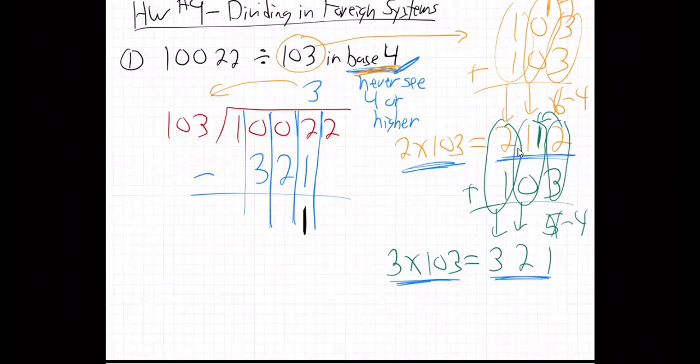And 0 minus 2, I can't take 2 from 0. So you know what I got to do? I got to borrow. Go all the way over here, borrow, make that a 0. And how much do you borrow to the next spot over? 4. 4, because we're in the base 4 system. And then you got to borrow from that 4, make it 3, bring 4 to the next spot. You're always borrowing 4 in the base 4 system.